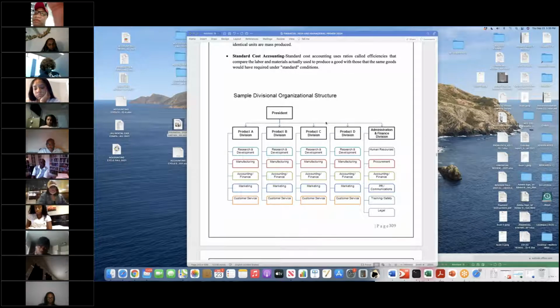And you see in an organization, you got the president and you got product A, B, C, and D. So we're breaking it down by products. And then we have the administration. So we have to have financials for product A, B, C, and D. So it's a whole different, but externally we would merge all this together for outside. Well, we got to run each division.